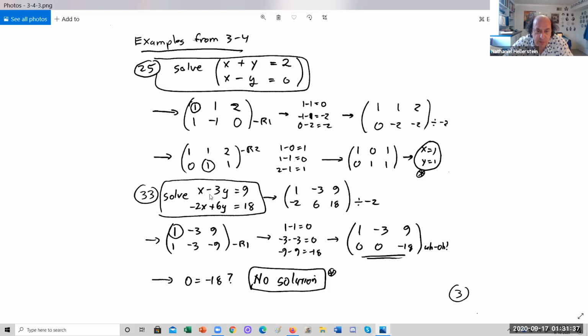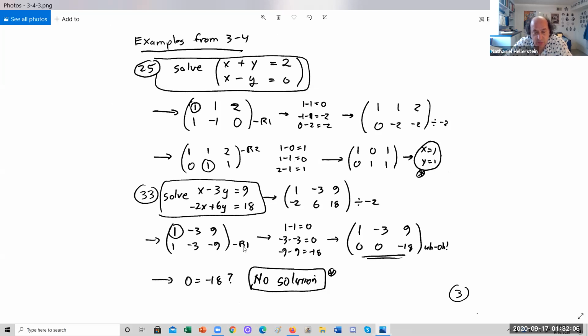Here we have the system x minus 3y is 9, and minus 2x plus 6y is 18. So 1, negative 3, 9, first row. Second row is negative 2, 6, 18. All right. These all have a factor of 2, and in fact, I'm going to divide the row by negative 2. So the second one is 1, negative 3, negative 9. All right, let's pivot on this.